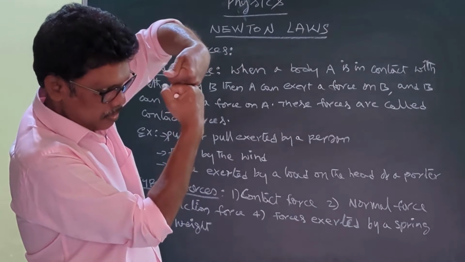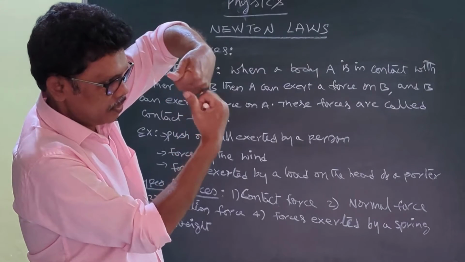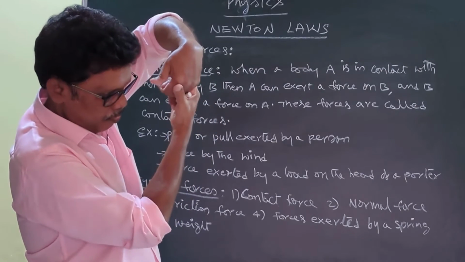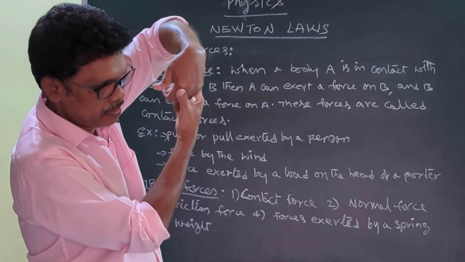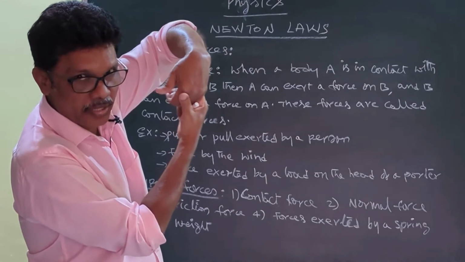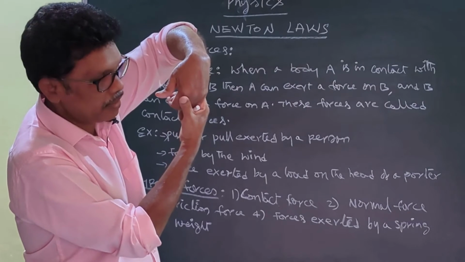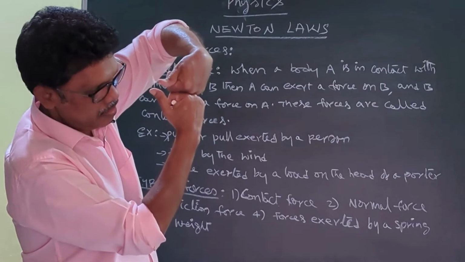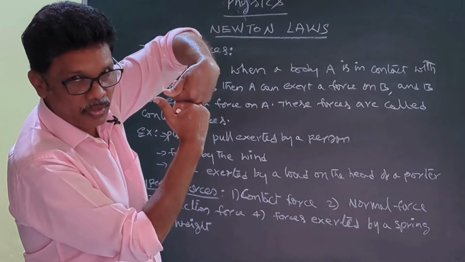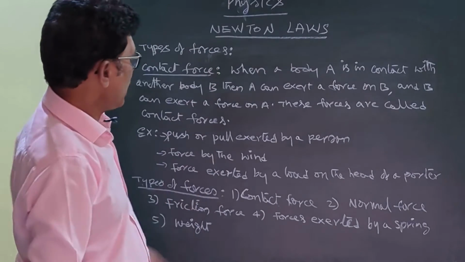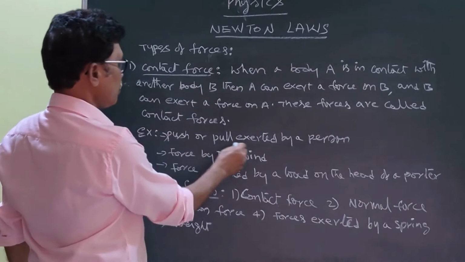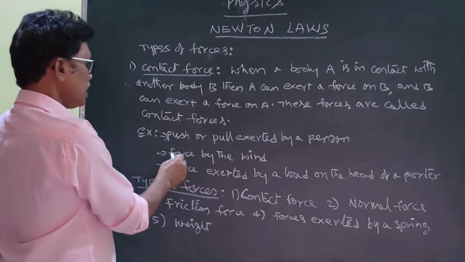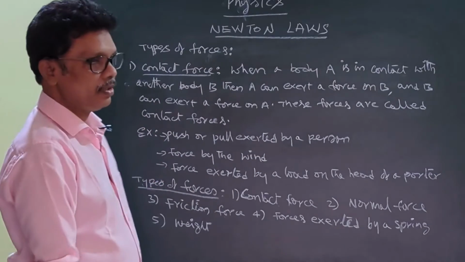Suppose B is pulling A like this. This is an example of a contact force. Otherwise, B is pushing A, which is also an example of a contact force. Another example is a push or pull exerted by a person. Another example is force by the wind.